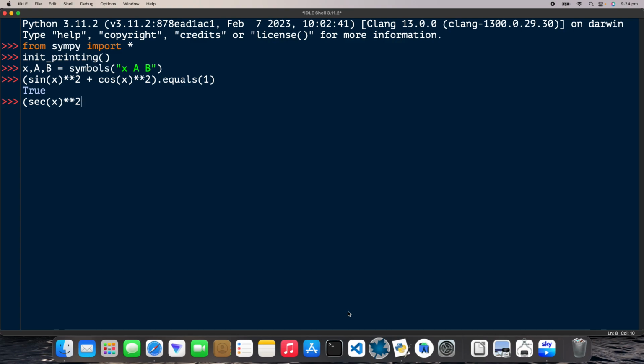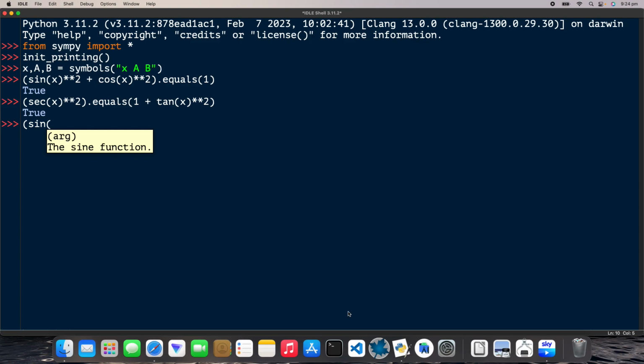And then the next one: sec(x) squared. Is that equal to 1 plus tan(x) squared? So we've got to check that. So equals 1 plus tan(x) squared. Which is true. Bravo. Okay, cool. So we'll go to the next set.